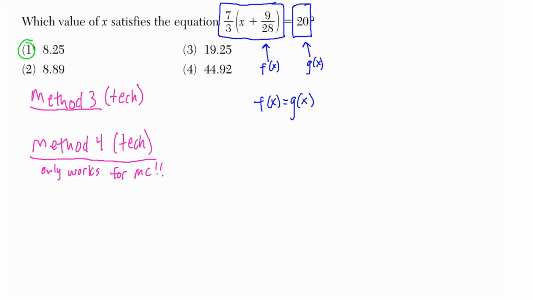And this method is basically just the substitute and check method. All right, what it basically says is the substitute and check method is really where you're just going to take each of the 4 answer choices and substitute them in for x to see which one satisfies the equation. So let me erase this really quick.